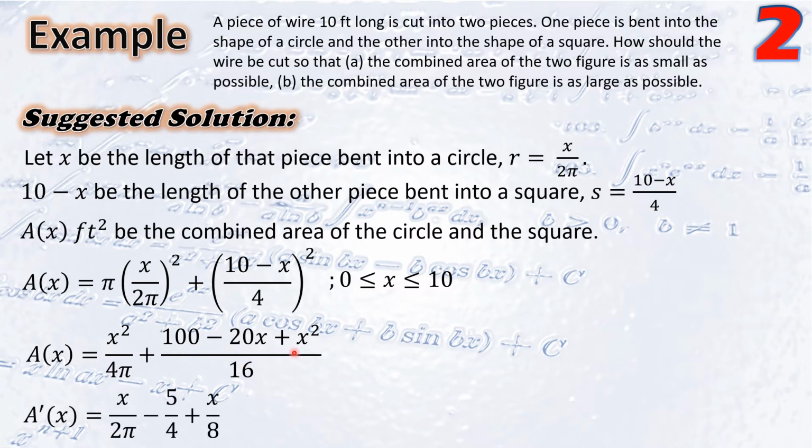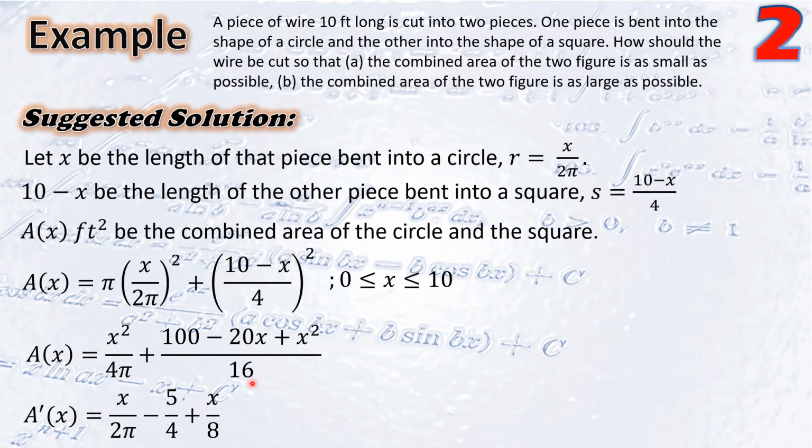Let us have the derivative of A of x. That will be A prime of x is equal to x over 2 pi. That is the derivative of x squared over 4 pi. Minus 5/4, that is the derivative of negative 20x over 16. Plus x over 8, that is the derivative of x squared over 16. And the derivative of 100 over 16 is equal to 0.